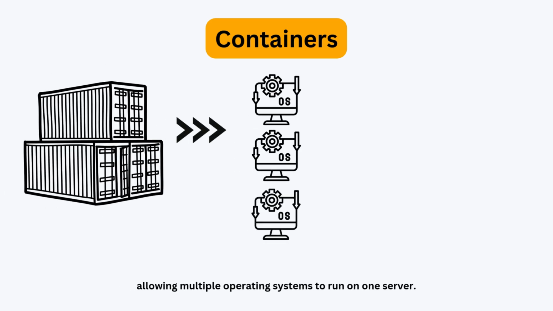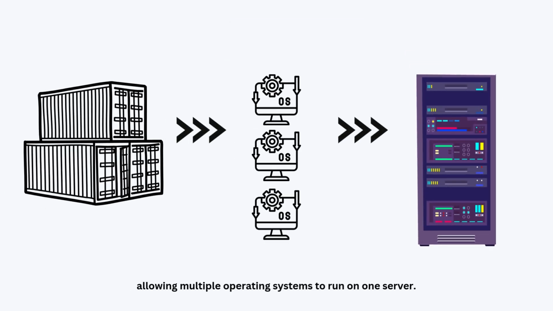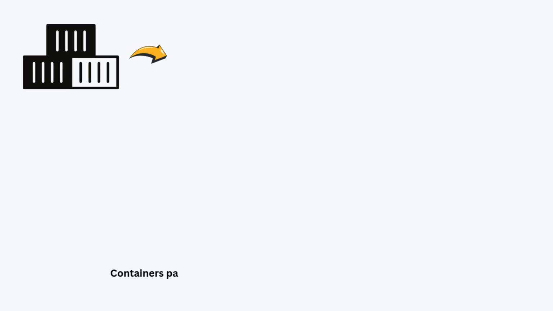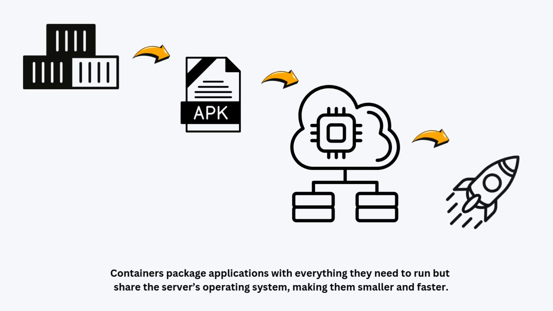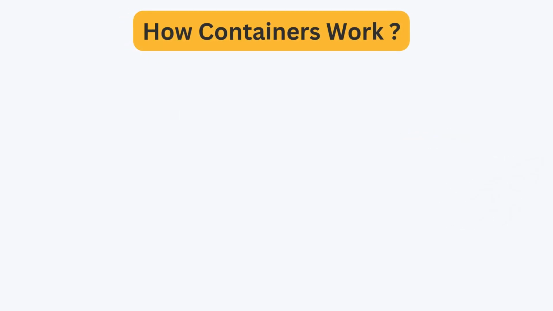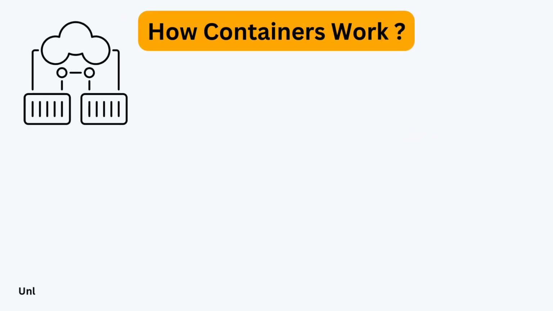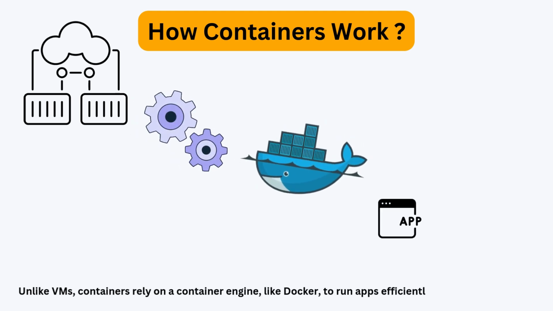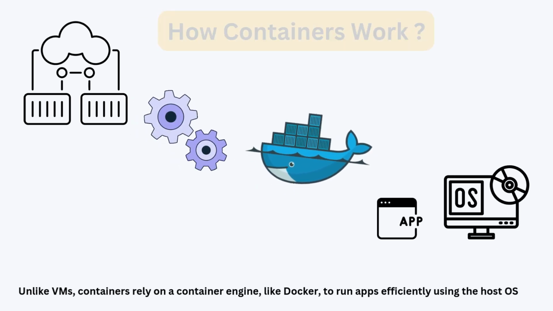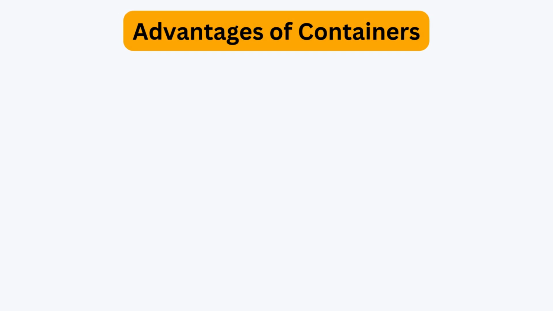Containers allowing multiple operating systems to run on one server. Containers package applications with everything they need to run but share the server's operating system, making them smaller and faster. How containers work? Unlike VMs, containers rely on a container engine like Docker to run apps efficiently using the host operating system. Advantages of containers.